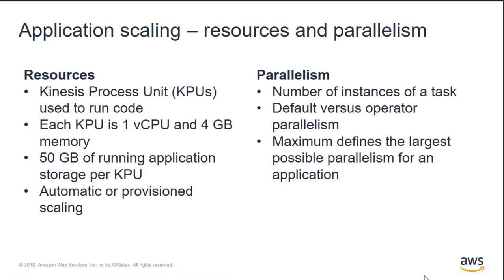On the resources that we define within the service itself, we associate a specific unit of compute and memory with each unit of parallelism. We call this unit a Kinesis processing unit, and it represents 1 vCPU and 4 gigabytes of memory, as well as 50 gigabytes of running application storage, so local disk. By default, we map one resource, or one KPU, to one unit of parallelism. However, you can change this from 1 to 8, meaning that we can assign 8 parallelism to a single KPU.